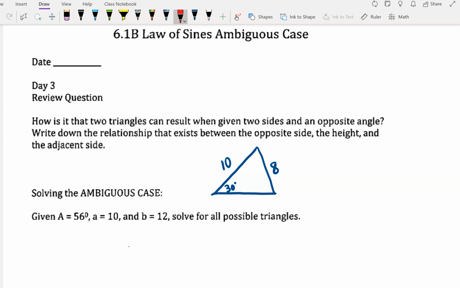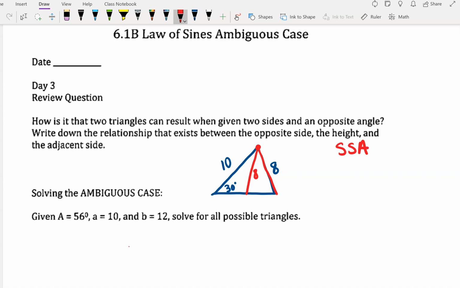But the other way it could be drawn is we could take this angle up here and hinge it at that angle, and instead of having the 8 come out like it does there, we can have that side come inward and still be 8, but instead create a triangle that appears to be an obtuse triangle, an obtuse angle right here. So that's two different ways, even though we have two sides and an angle there. And the reason is because what we have there is side-side-angle.